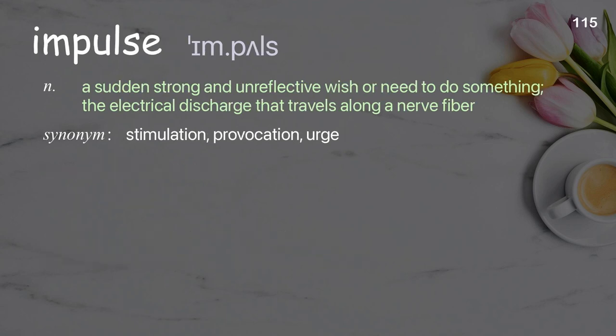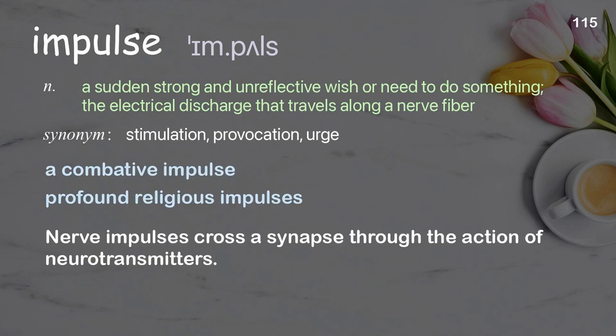Impulse. A sudden, strong, and unreflective wish or need to do something. The electrical discharge that travels along a nerve fiber. Examples: A combative impulse, profound religious impulses. Nerve impulses cross a synapse through the action of neurotransmitters.